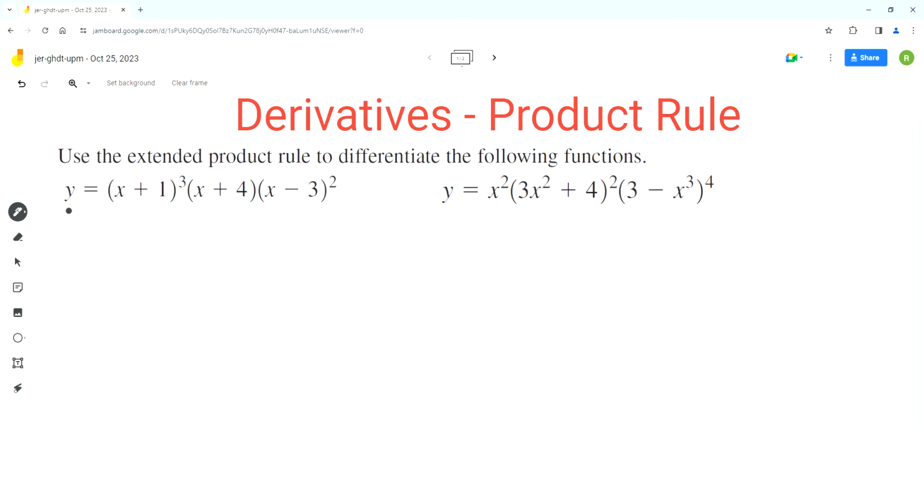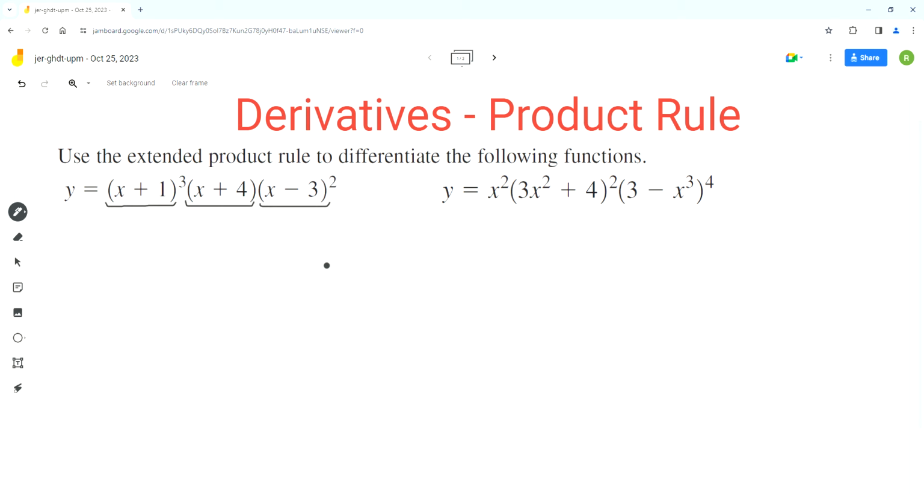So the given function is y equals (x plus 1) to the power 3 times (x plus 4) times (x minus 3) squared. As you can see, this function is a product of three functions. The first function is (x plus 1) cubed, the second one is x plus 4, and the third one is (x minus 3) squared.